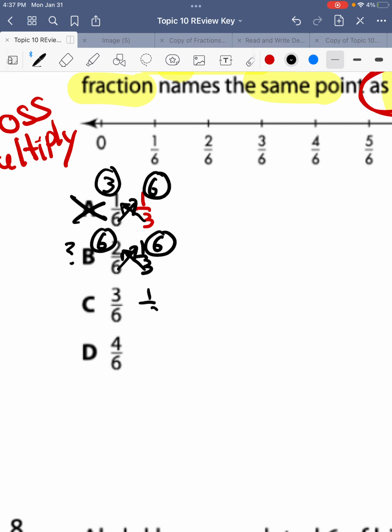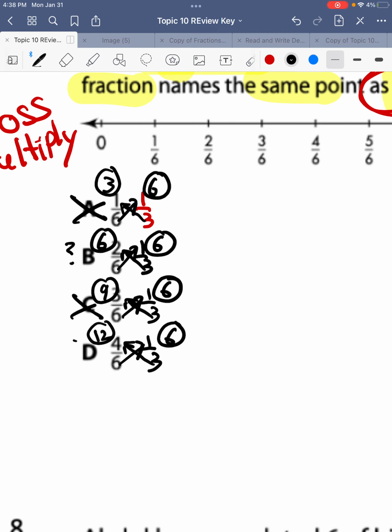C. Put 1/3 here. 6 times 1 is 6. 3 times 3 is 9. They have different numbers. C is not my answer. D. Put 1/3 here. 6 times 1 is 6. 3 times 4 is 12. They have different numbers. D is not my answer. My answer is B. They both have the same number, 6 and 6.